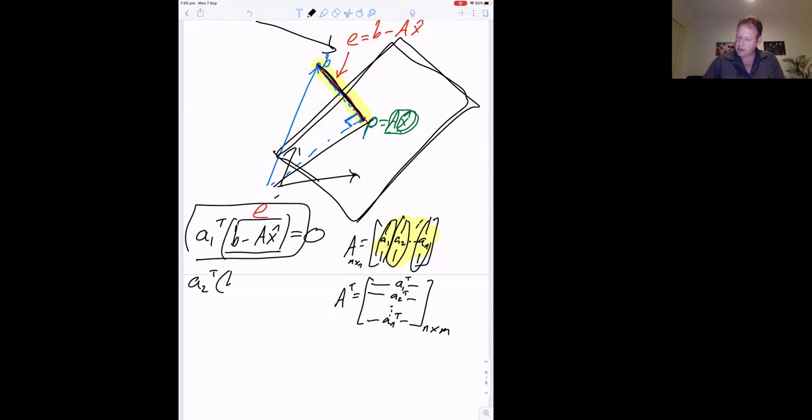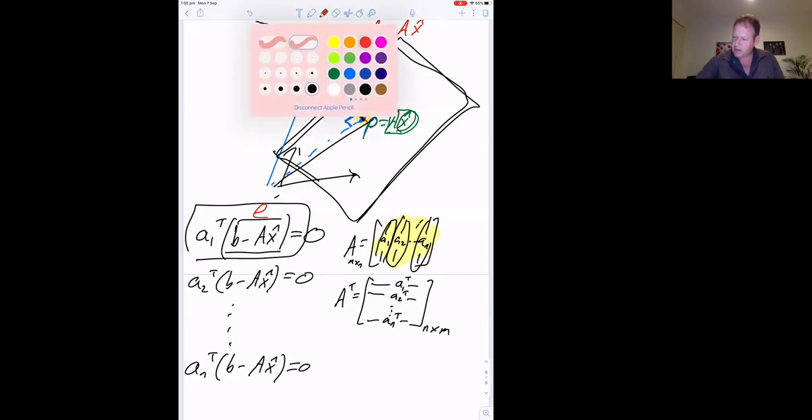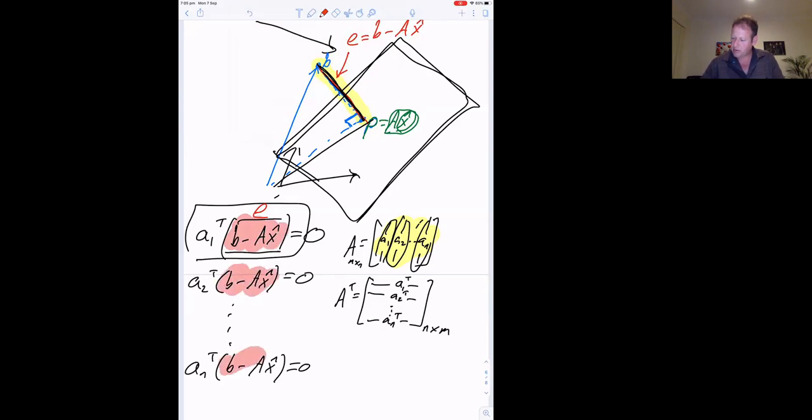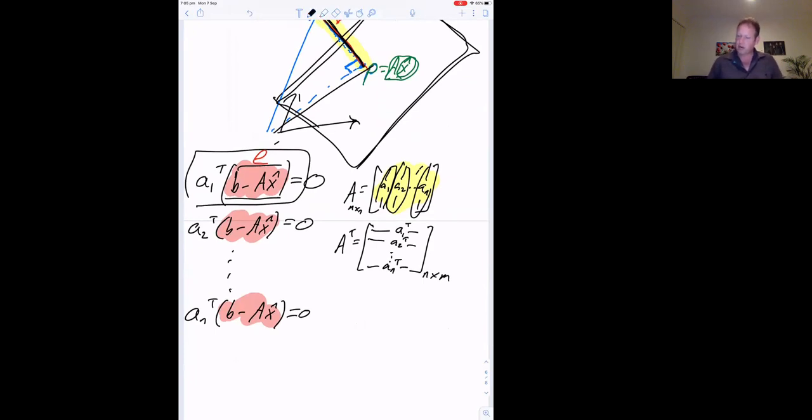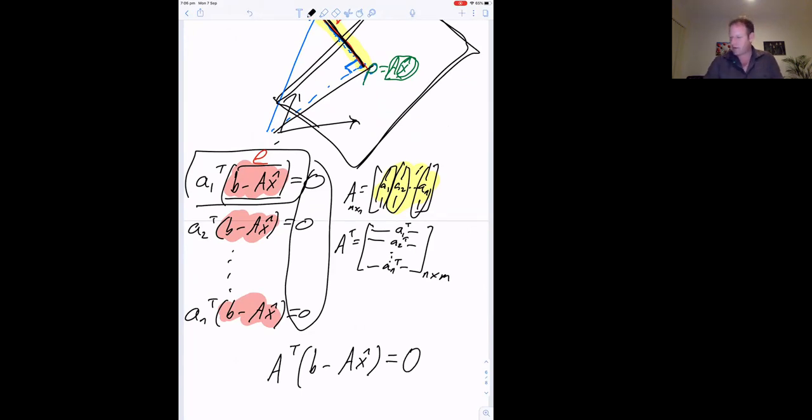And A2 transpose times the error, you want it to be 0, up to AN transposed times the error. Each time I'm taking the same error. We want all of them to be 0. So I can represent all of these equations as A transpose times B minus A x hat, and all these zeros should be the 0 vector.